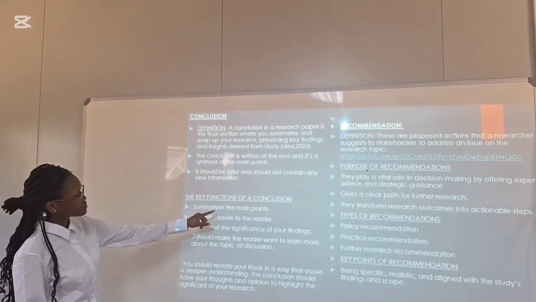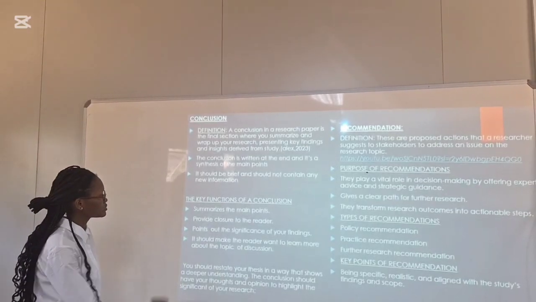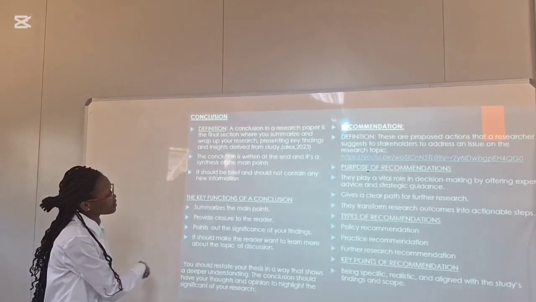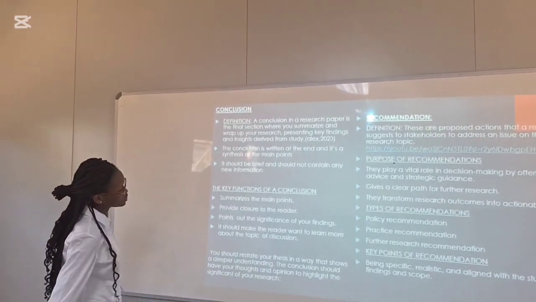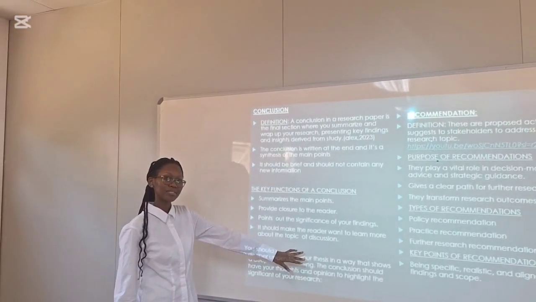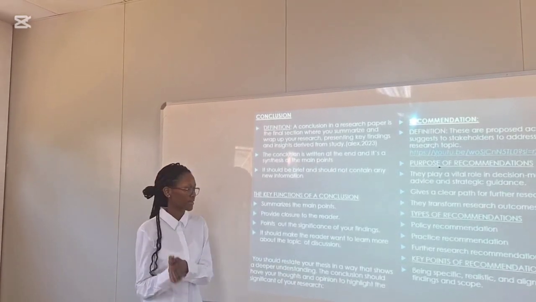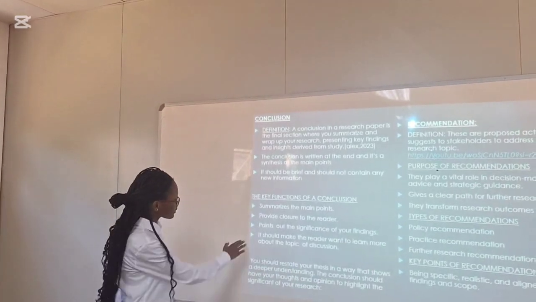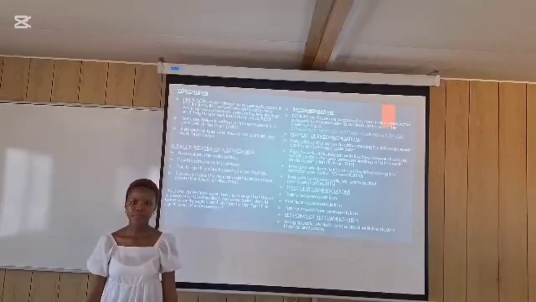The functions or the purpose of a conclusion: it should summarize the main points, and it should provide closure to the reader. Third point is that it should point out the significance of your findings. This simply means that it should show or tell the reader how important and relevant the findings are. Fourth point, it should make the reader want to learn more about the topic of discussion.